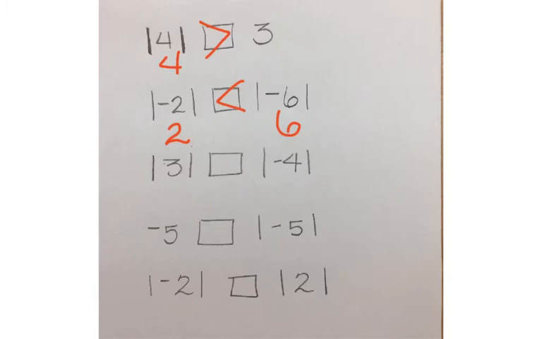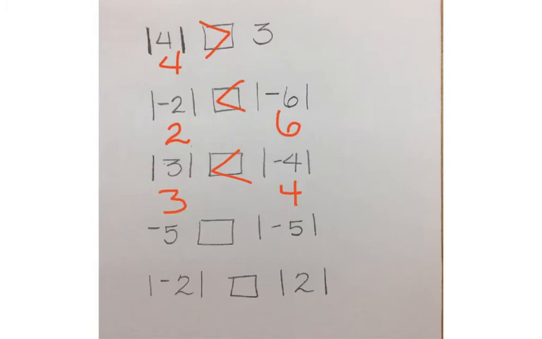Step 1 is to find the absolute value. Absolute value of 3 is 3. Absolute value of negative 4 is 4. 4 is greater than 3. So this reads absolute value of 3 is less than the absolute value of negative 4.